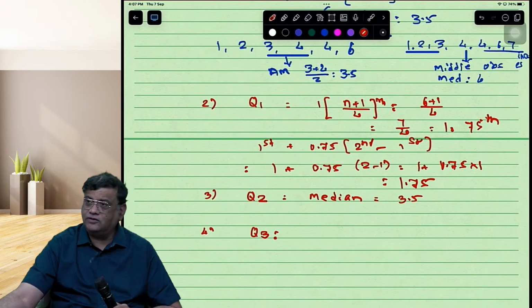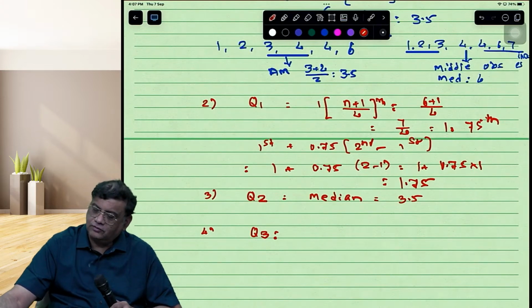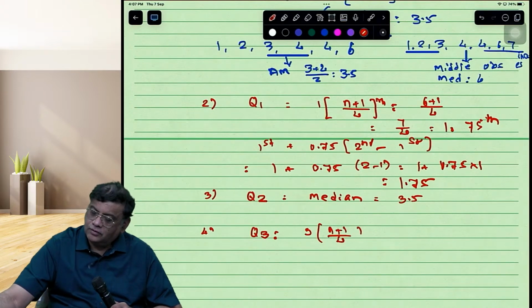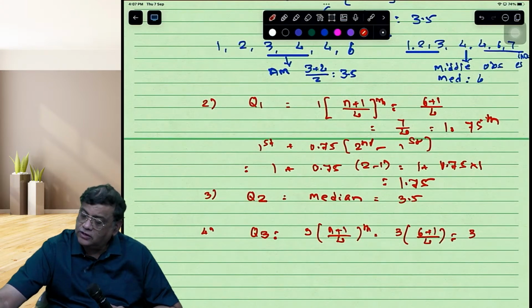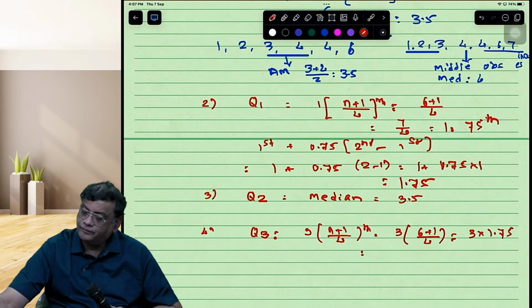Tell me, how do I find Q3? It will be 3 into (n plus 1) by 4. But 3 into (n plus 1) by 4 is 3 into (6 plus 1) by 4, so 3 into 1.75. Tell me how much is that?